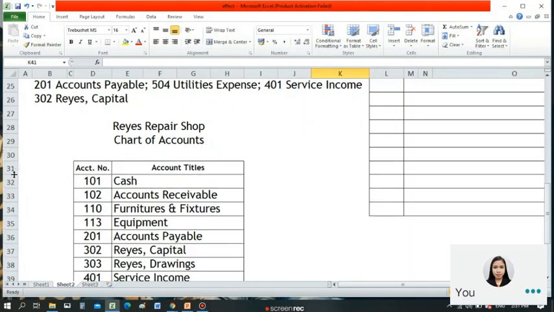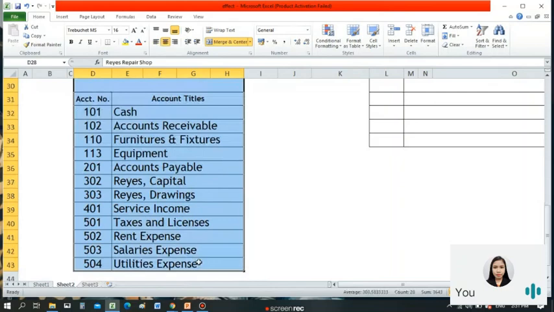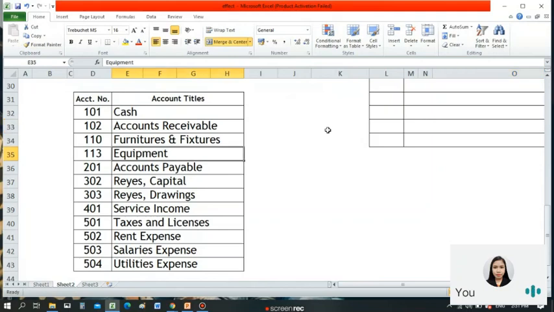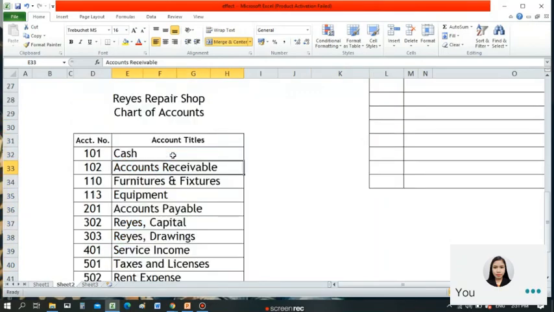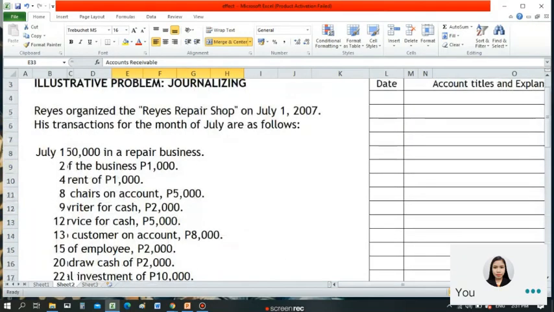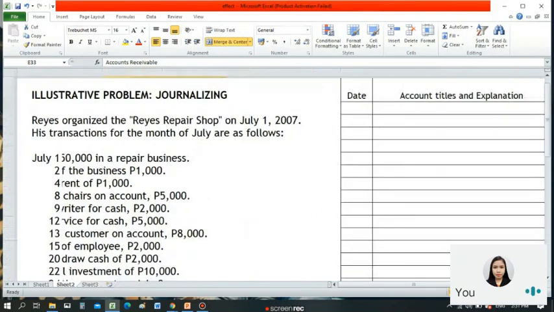So, ano po ang gamit ni chart of account? Bakit nauna siyang i-prepared? So that when you're preparing the journal entry, hindi kayo mangangapa, ano yung account titles na gagamitin nyo? Meaning, kung ano lang yun dito sa chart of account, yun lang yung transaction na gagamitin nyo sa journal entry. Okay. Let's now do the journalization.